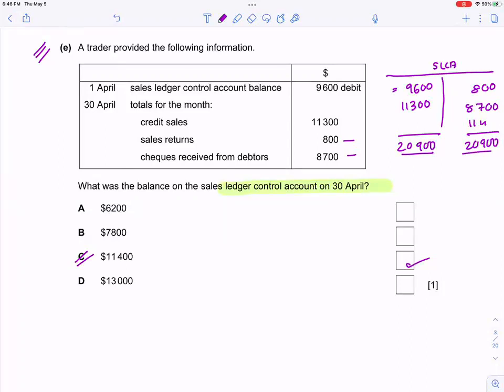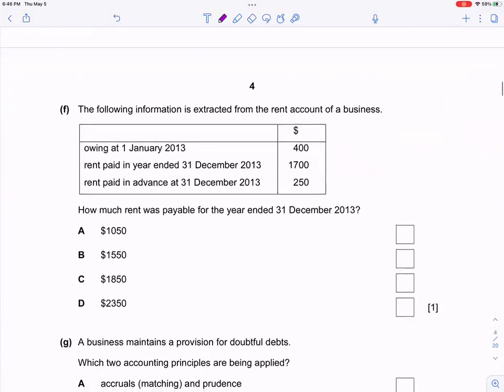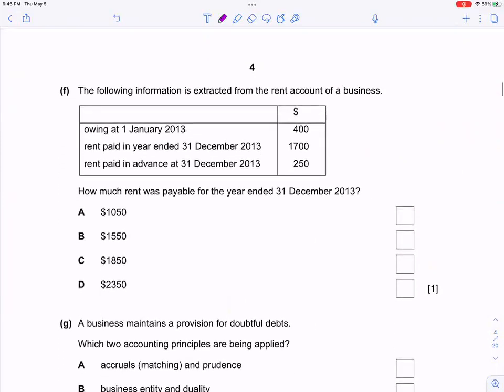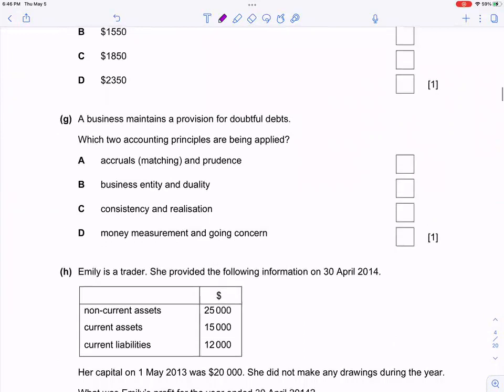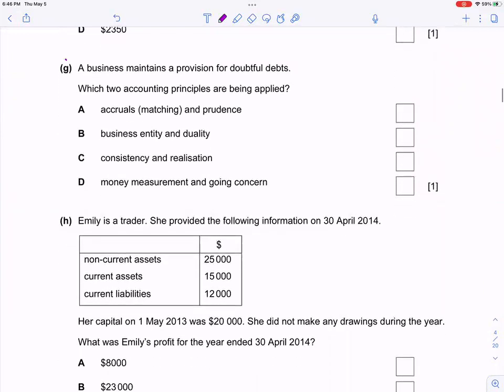Miss, we have to make it like this in the exam? Yes, you just write the amounts and do it in rough. Okay. Come on.